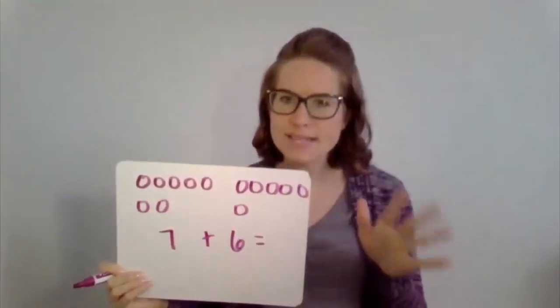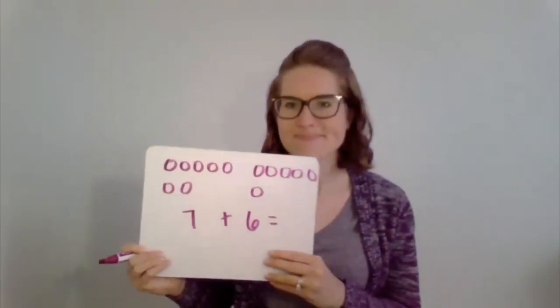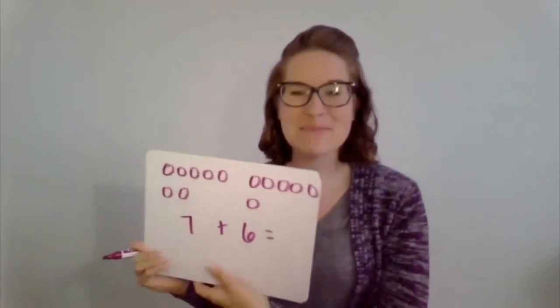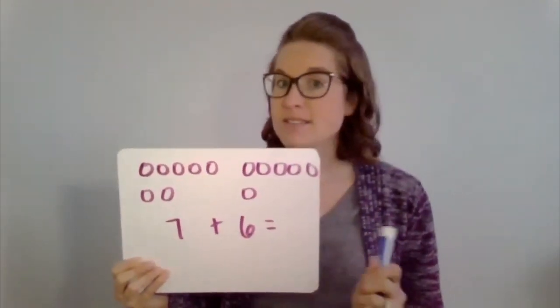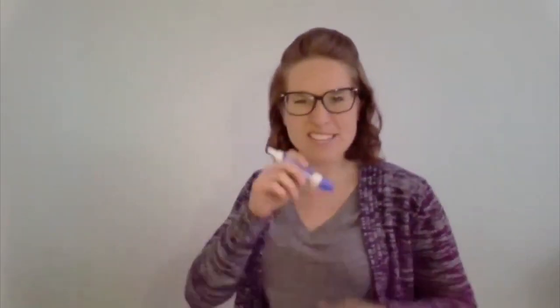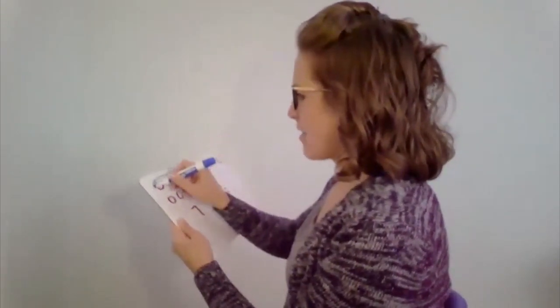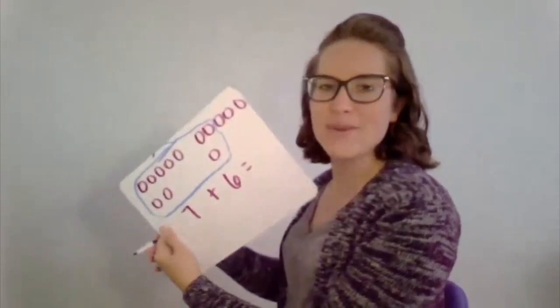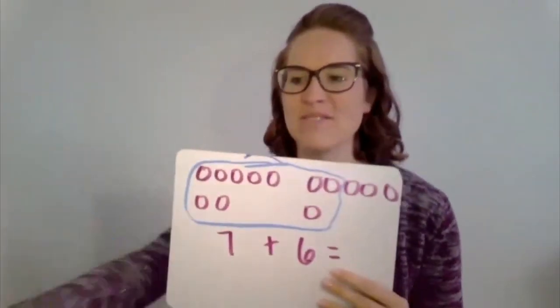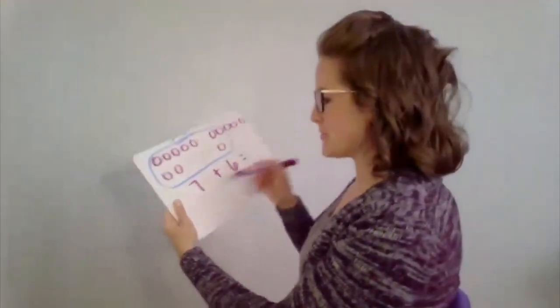Now, what would be an easy way to solve this problem? Very good. We're going to make 10. So I want to start with the biggest number, which is 7. Good. I'm going to switch colors. And we're going to take our 7, and we're going to count on 7, 8, 9, 10. Now we have 10. Very good. So now I have 10 here in my blue circle.